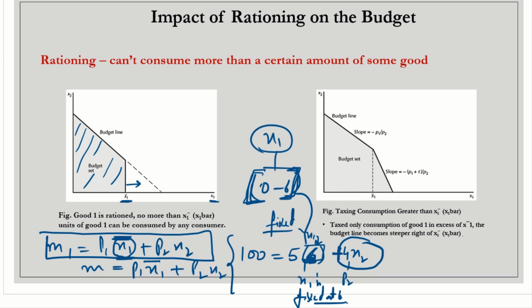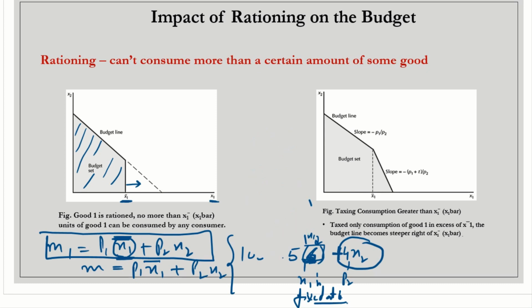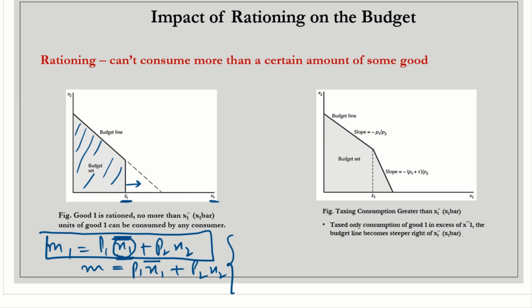But as highlighted in the figure, you can also read there that good 1 is being rationed here, and no more than x1 bar units of the good can be consumed by any consumer. As a consequence, he cannot have this region as the feasible region. This is not feasible.